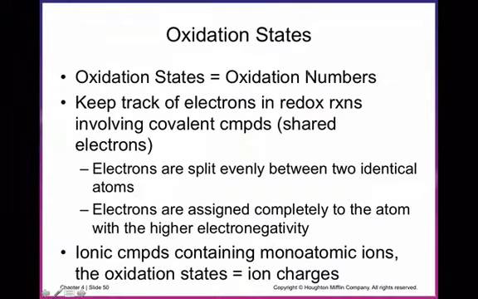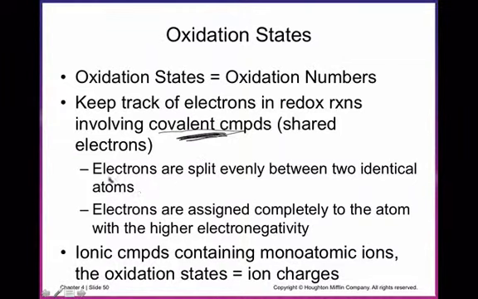So to do that, we use what are called oxidation states. And oxidation states are the same as oxidation numbers. You can use them interchangeably. They allow us to keep track of electrons during redox reactions, especially during redox reactions that involve covalent compounds. And remember, covalent compounds are when we have shared electrons. So it's a little harder to keep track of electrons because there's not the transfer from one element to another.